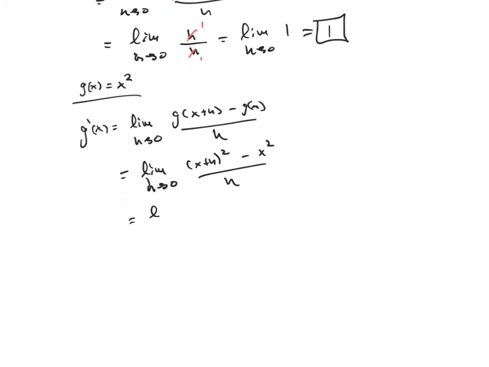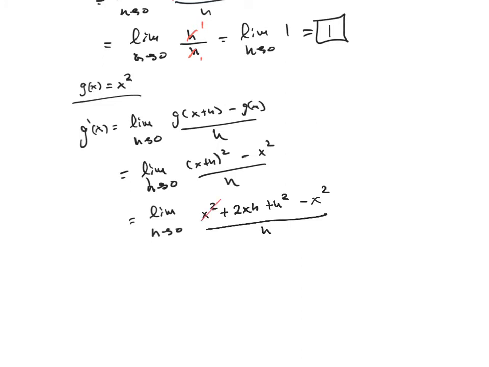So what I'm going to do is FOIL out that top. The limit as h approaches 0 of x plus h quantity squared. Remember, you have to FOIL that out, so it's x plus h times x plus h. When you do x plus h times x plus h, you would get x squared plus 2xh plus h squared. That's the x plus h quantity squared. We still have that minus x squared. Don't forget that in the numerator. And this is all over h.